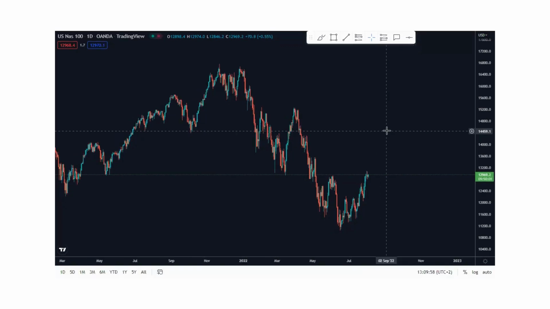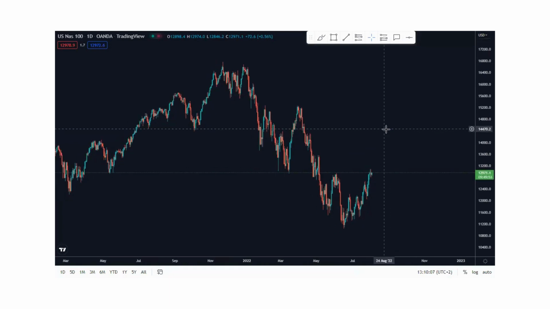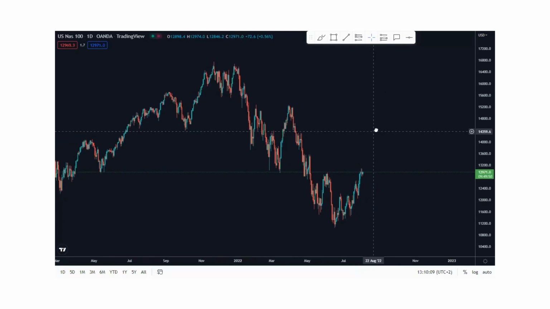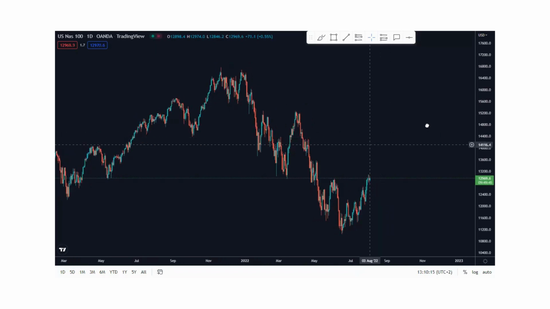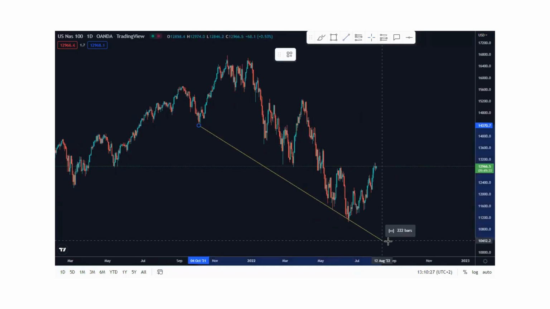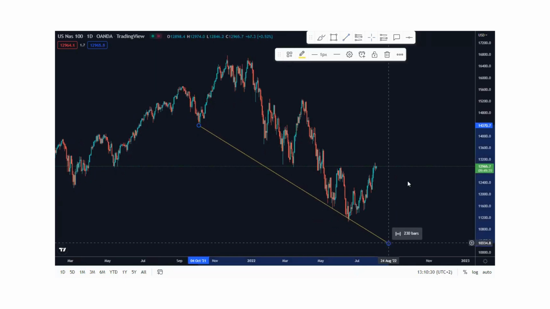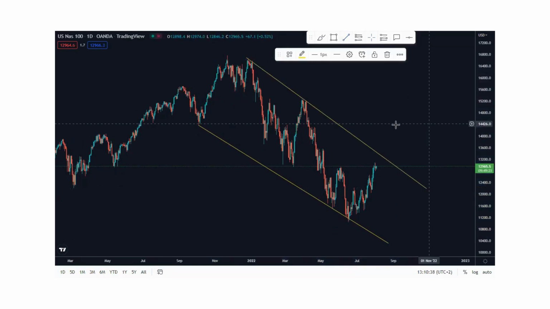So let's start with the daily time frame. I don't want us to go to the monthly time frame, because it will take a lot of our time. I just want to make this video as short as possible. So as you can see, this is actually a continuation pattern, meaning that we're going upwards.